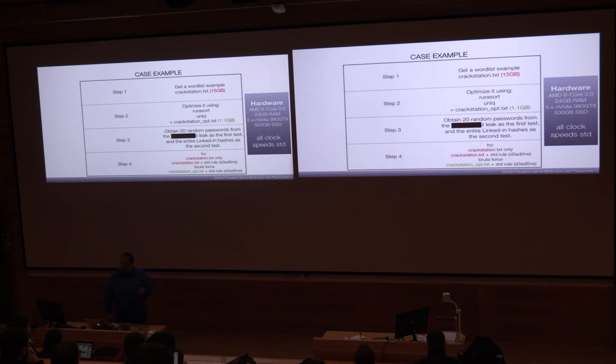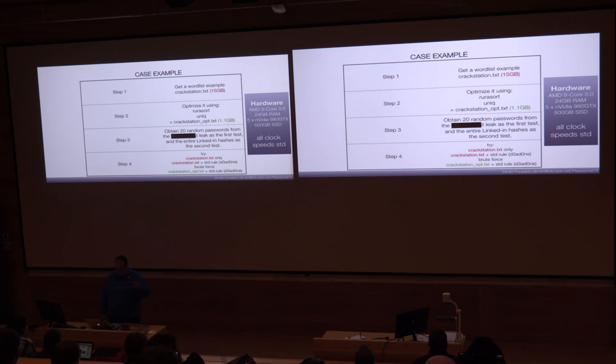So let's have a look at a case example. In this example, I downloaded a 15 gig example word list. It's been on the net for a long time. It's called crackstation.txt. It's 15 gigs once uncompressed. I then optimized it using just the rurosort tool, and I uniqued it, and I got it down to 1.1 gigs.